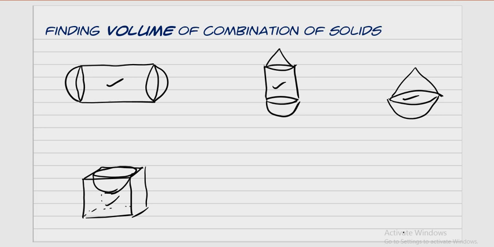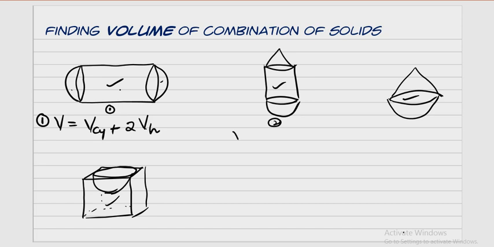Now I am going to first find this particular volume. This particular solid is made up of two hemispheres and one cylinder. So this is the first one, a combination of two hemispheres and one cylinder. The volume of this solid is given by the volume of cylinder plus 2 times the volume of hemisphere. Likewise, we can directly add the volumes here.